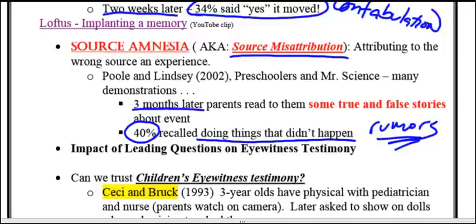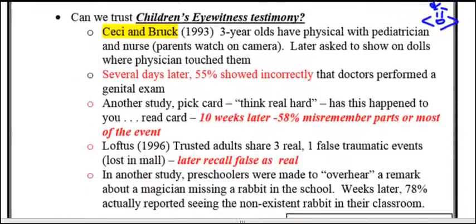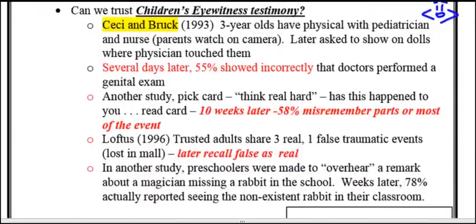Source misattribution or source amnesia. You hear a rumor, a couple days later, maybe that rumor was actually a real experience, and when it's retold, it gets exaggerated a little bit, and people are all upset that this event really happened. So even with rumors, we can experience these fundamental principles. So how can this affect eyewitness testimony, especially children? Can we trust children's eyewitness testimonies?